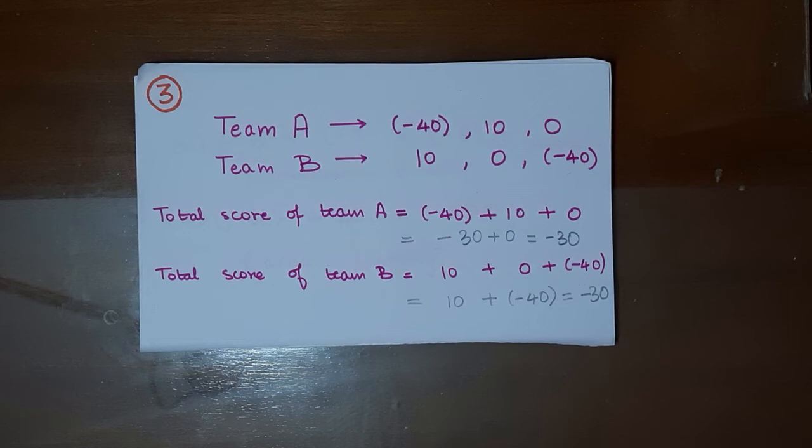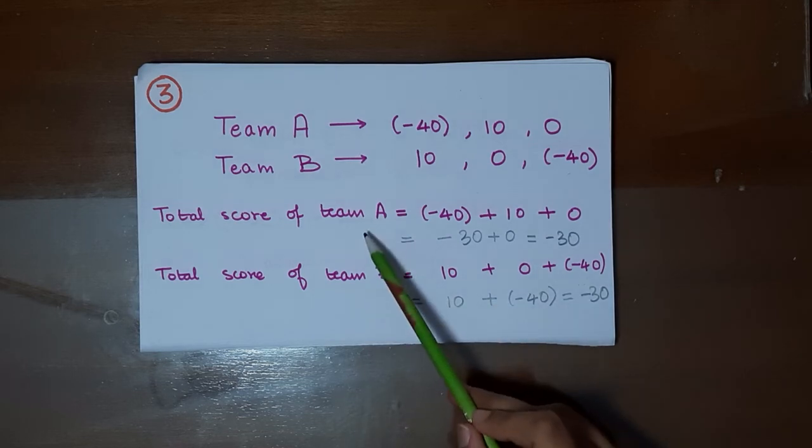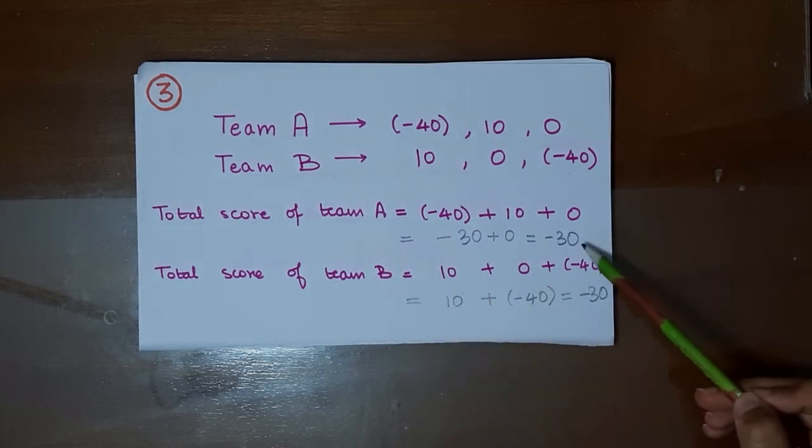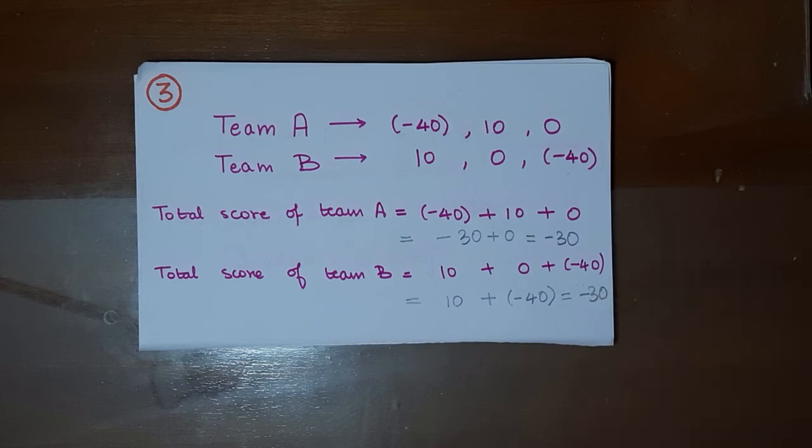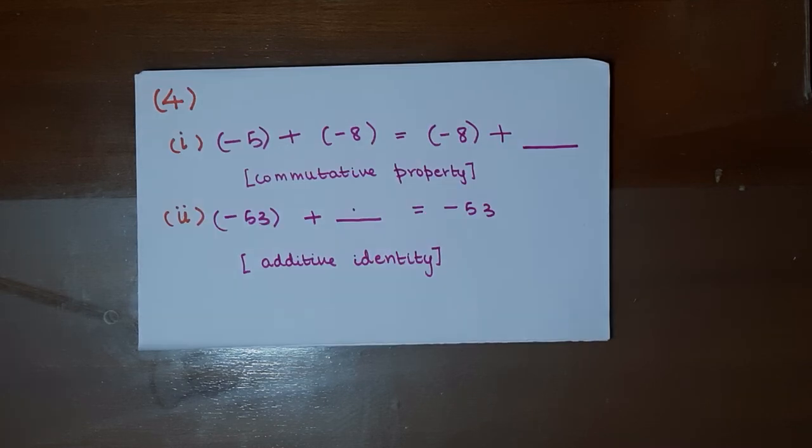What do we observe here? We observe that both team A and team B has scored minus 30. So which team has scored more? Both have scored same. Can we say that we can add integers in any order? Yella same integers ಇದೆ. Yes, we can add them in any order. Let us see the next sum. Fourth one.